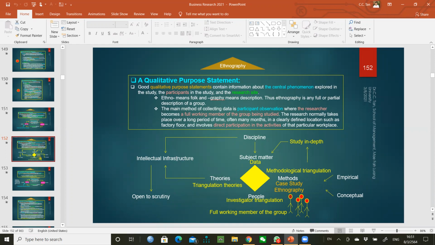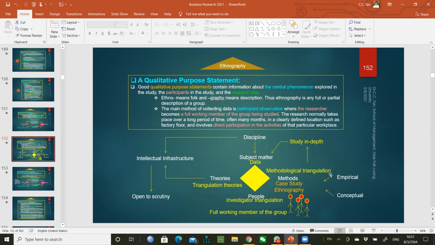Of course, the intellectual infrastructures of disciplines are still open to scrutiny, but you can exploit them to help you identify the theories and where you can collect your data. But again, depending on your research purpose statement, quantitative for example, or qualitative, you may need to involve different types of methods and people in a slightly different or diversified way that can help you deliver the data to be able to deliver the theory.